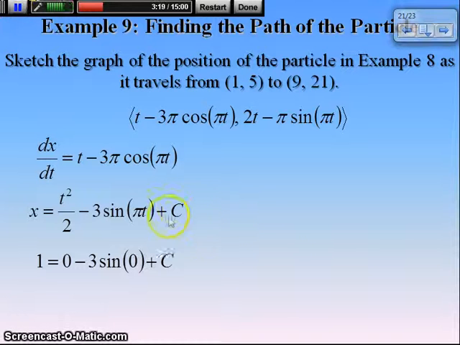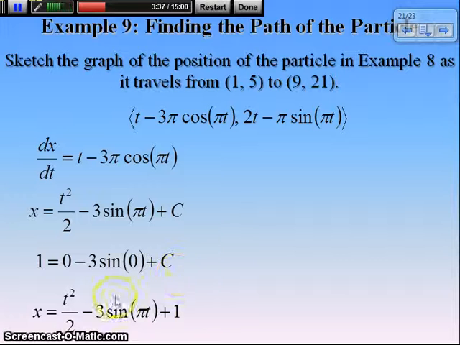Now, having taken the antiderivative, we need to find out what the c value is. So I plug in what it gives me. It tells me at t equals 0, remember at t equals 0, the horizontal was 1. So at t equals 0, the horizontal value is 1. And now I can simplify that out, and when you do that, you get a c value of 1. So c equals 1.